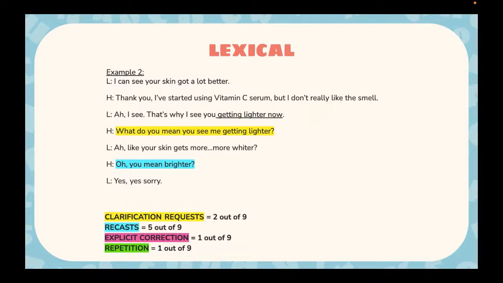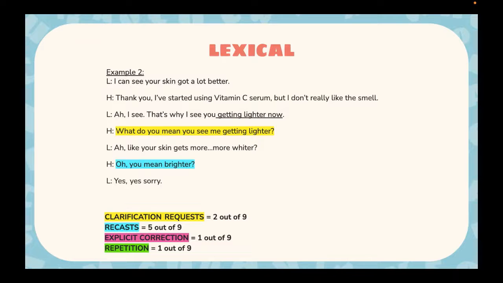For the lexical-oriented feedback, as you can see, they are talking about vitamin C serum. The L speaker said, "That's why I see you getting lighter now." What she meant was that the skin was getting brighter. So H wanted to clarify by saying, "What do you mean you see me getting lighter?" She asked in the form of a question with a rising tone to reveal that the error was incorrect.